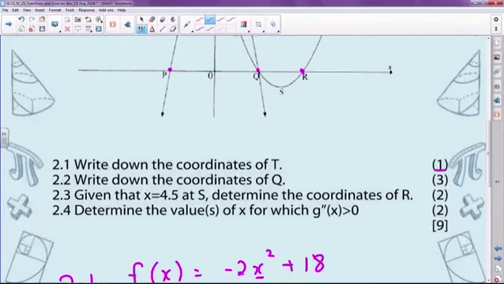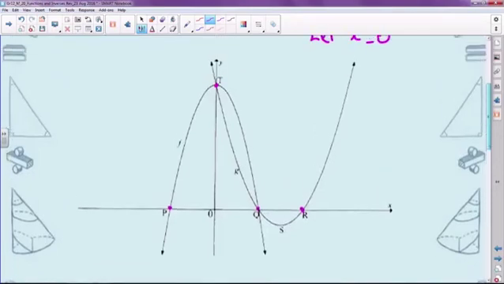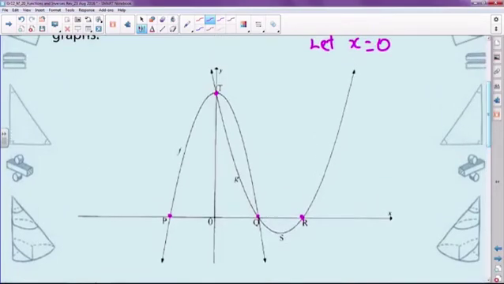The next one says write down the coordinates of Q. So we go back to the graph and we decide what it is they are asking us to find. Now, if you have a look at the point Q, we see two interesting things happening there. It's a point of intersection of the two graphs. It is also the x-intercept of both graphs, okay?